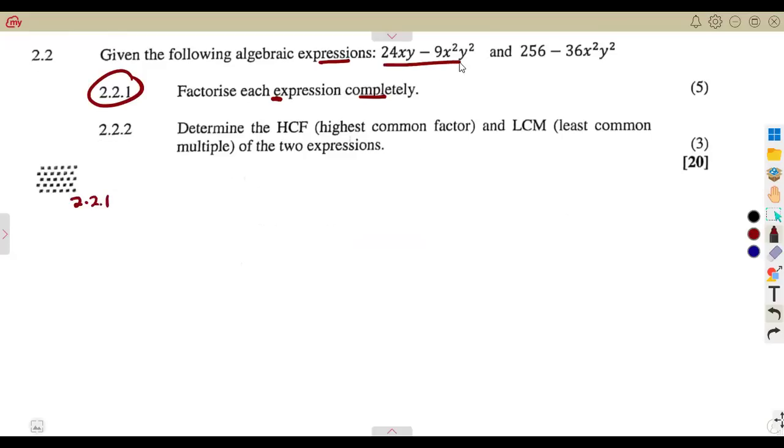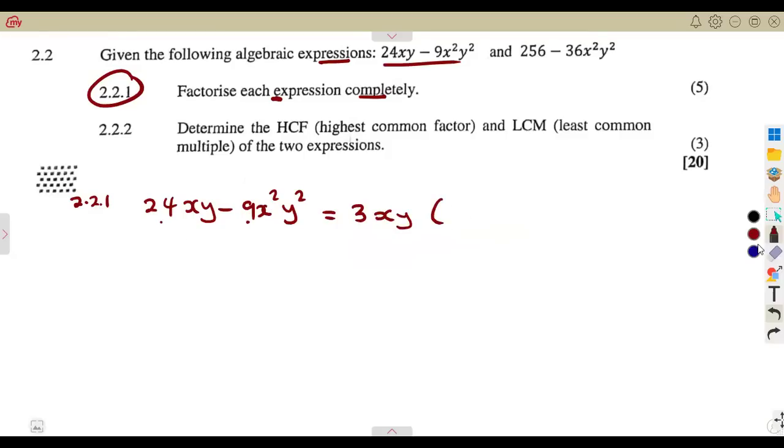Each. Let's start with the 24xy minus 9x squared y squared. Do we have anything common here between the numbers 24 and 9? Thus 3 is common there. You can factor out 3. Between 24 and 9, there is 3. All right. So considering the part of xy, this is xy, this is xy squared. So remember, the highest common factor is the one that has got the smallest exponent. So we are going to take 3xy into the bracket.